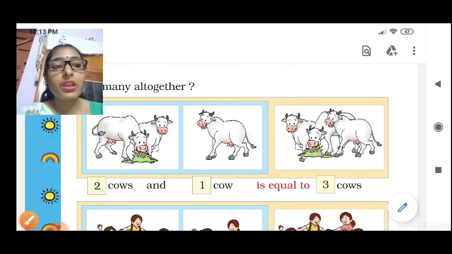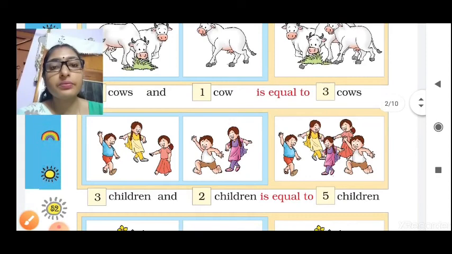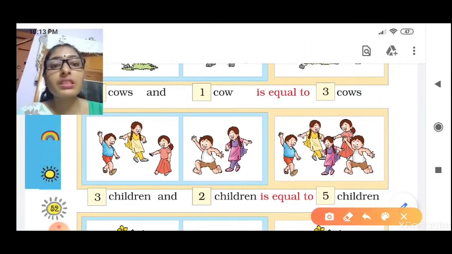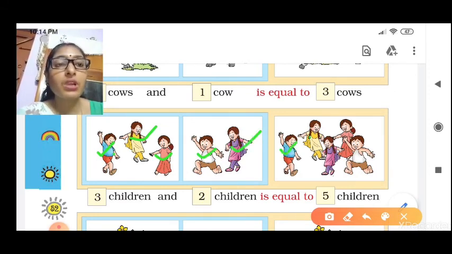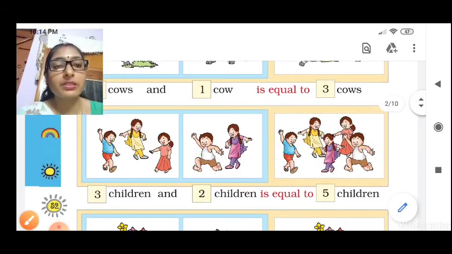Now next, see what is given, 3 children. So 3 children are playing, 2 children are running. So 3 children and 2 children is equal to total how many children? See, 1, 2, 3, 4, 5. So 3 children and 2 children is equal to 5 children.